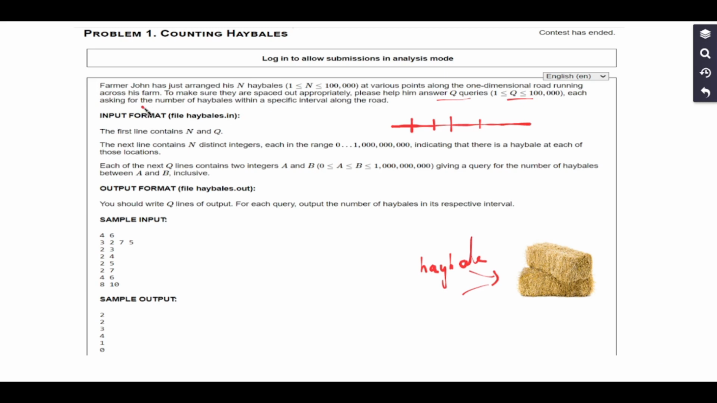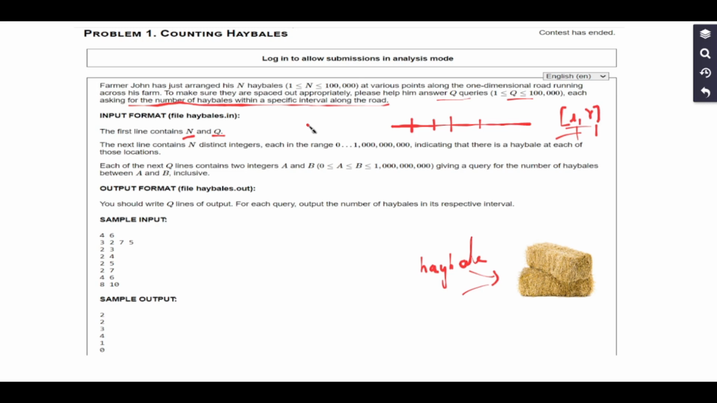So what do the queries ask? Each query asks for the number of hay bales within a specific interval along the road. For each query we will be given an interval L to R. We want to find the number of hay bales which lie in this interval, where L is the starting point and R is the ending point. The first line contains N and Q, two integers representing the number of total hay bales that we have and the number of queries.